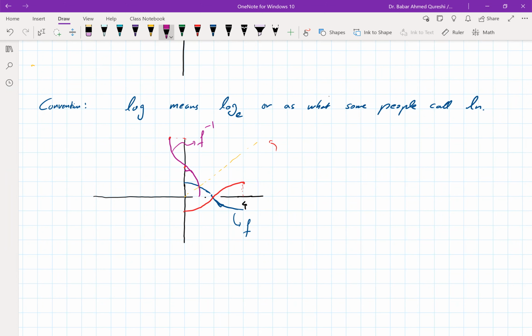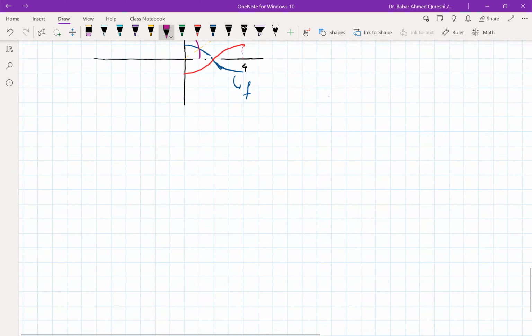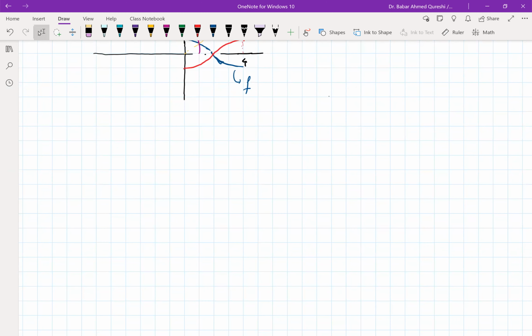Let's do some practice with log. I don't know if I should do it. Most of you are quite aware of it. Let me just do one example, 7 or 8, whatever it is.